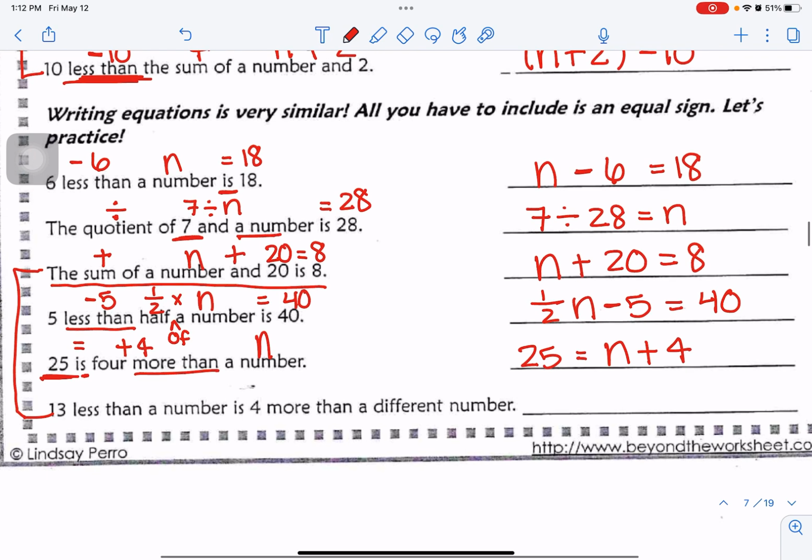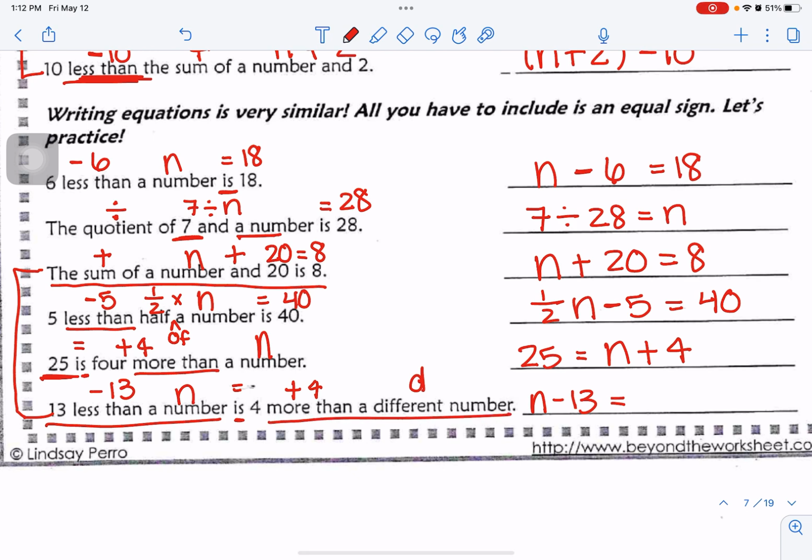And then lastly, 13 less than a number, minus 13, is equals 4 more than, plus 4, a different number. So I could maybe use d. We would get n minus 13, the first part of our expression, equals, the second part, d plus 4.